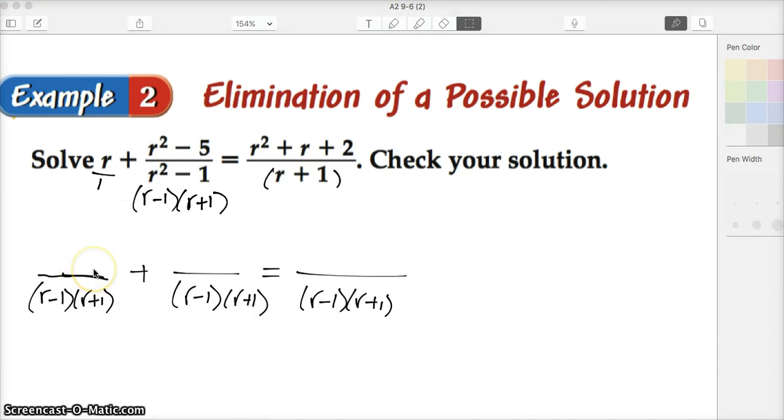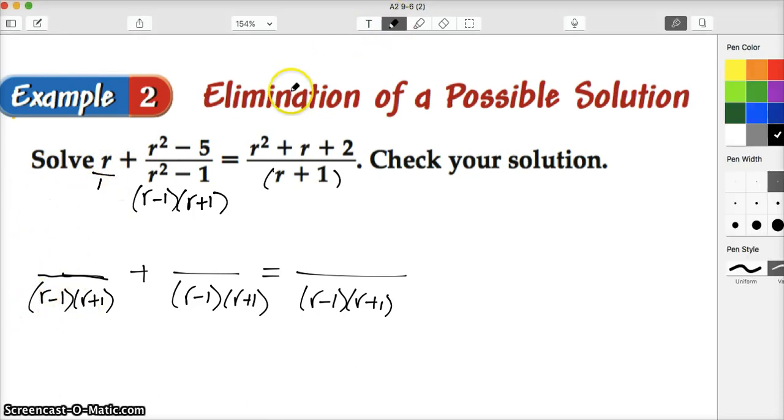And now it's time for us to readjust the numerator. So over here, the numerator only had an r in it, and it only had a 1 in the denominator, meaning it needs everything. So I need to put everything in my denominator into my numerator. So this is going to be r times r minus 1 times r plus 1. And then here, this denominator already had everything, I didn't change the denominator, therefore I won't change my numerator.